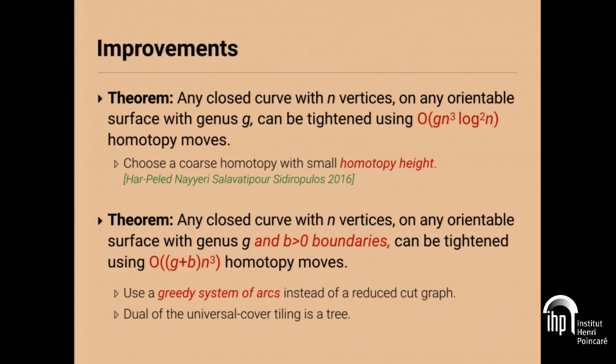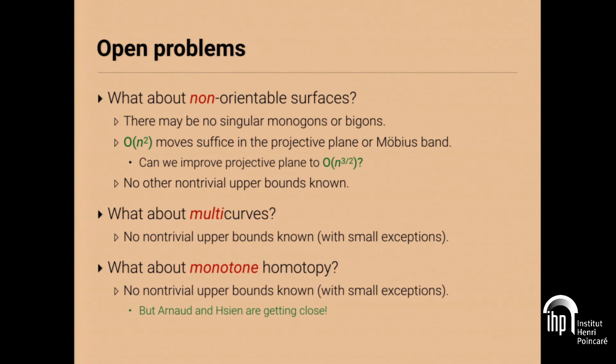But there's still a bunch of open problems left. We don't know how to do anything with non-orientable surfaces. And the reason is that Joel and Peter's lemma about basic singular bigons is false when the surface is non-orientable. There may be no singular bigons or singular monogons for a curve drawn on a non-orientable surface. And so we don't know how to start the process of deriving an algorithm.